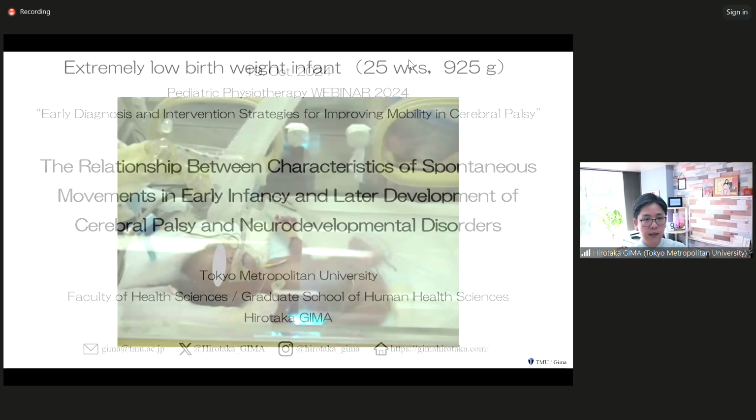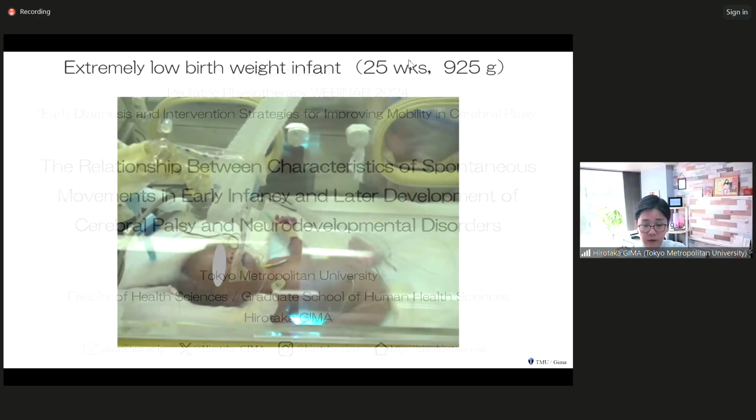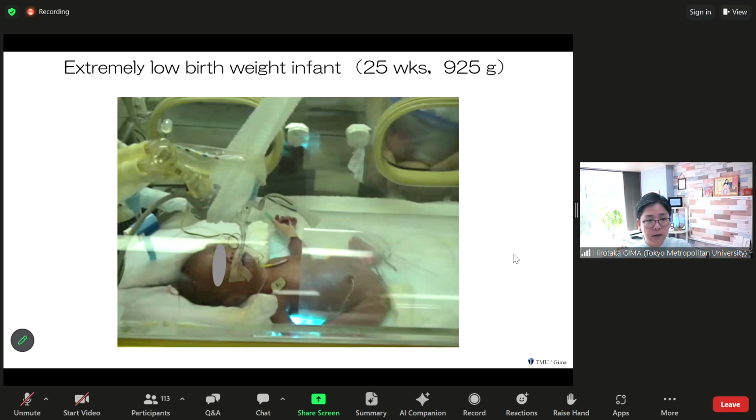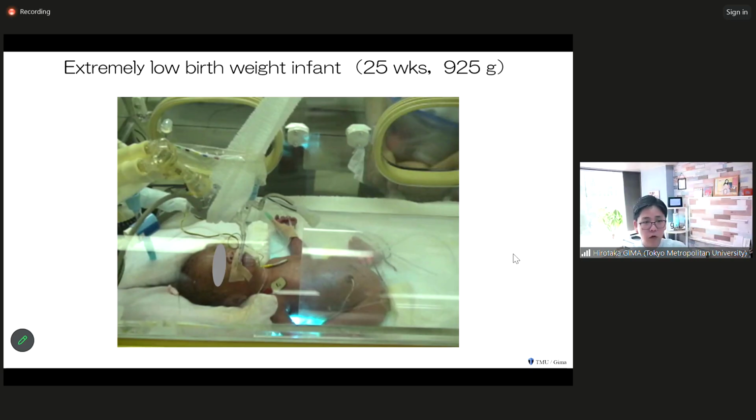The slide shows an extremely low birth weight infant with gestational age of 25 weeks and weight of 925 grams. As we know, developments in medical technology have improved the survival rates of preterm and low birth weight infants. Nevertheless, such infants continue to show increased risks of developmental abnormalities.